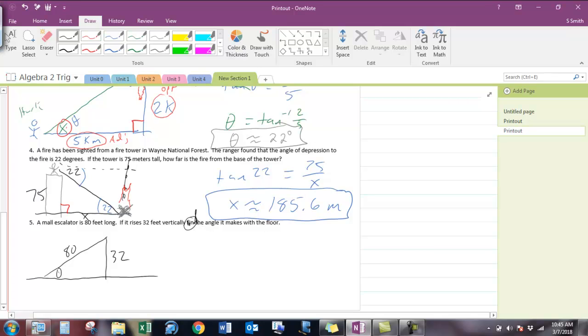So again, we're trying to find theta or x or whatever you wanted to call it. That's fine. So this is going to be the opposite, and the hypotenuse is going to be sine of theta is equal to 32 divided by 80. How do we unsign to get at theta by itself? We inverse sine both sides. So theta is equal to the inverse sine of 32/80, which is approximately, shall I get 24 degrees?